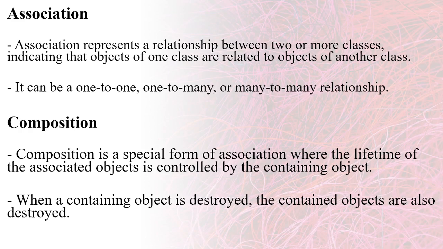Then we have composition. Composition is a special form of association, where the lifetime of the associated object is controlled by the containing object. That is the difference. If I destroy the containing object, the contained objects are also destroyed. Whatever is contained is also destroyed. Like if I have a matchbox and I set it on fire, whatever is inside it will also be destroyed. So that is what composition is.